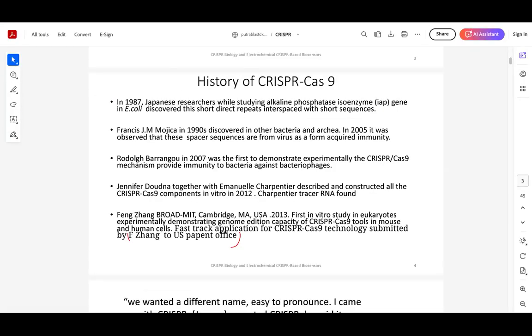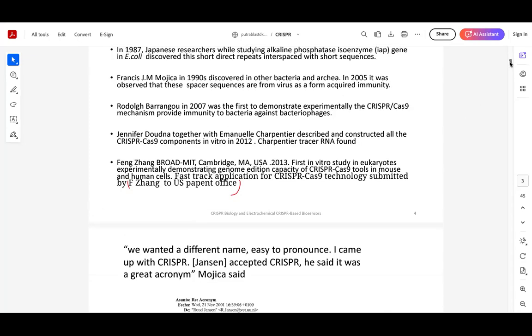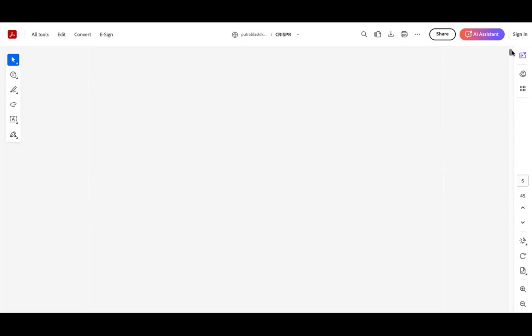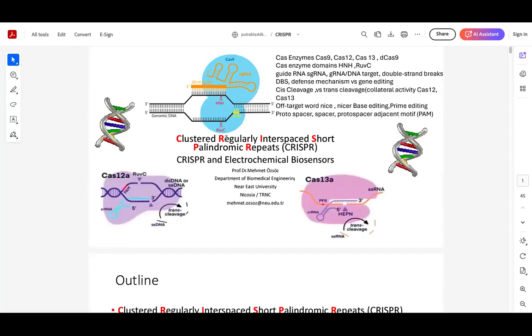So, what is actually CRISPR? The long name of CRISPR is clustered regularly interspaced short palindromic repeats. So, repeats here represent something. Palindromic is what we mentioned just now, that the backward and the forward has the same.